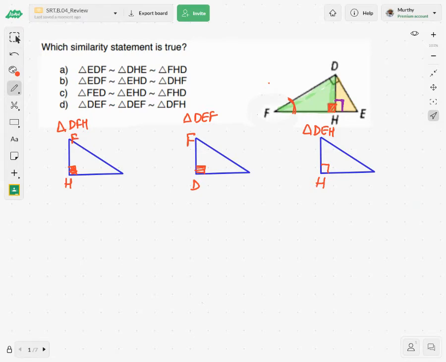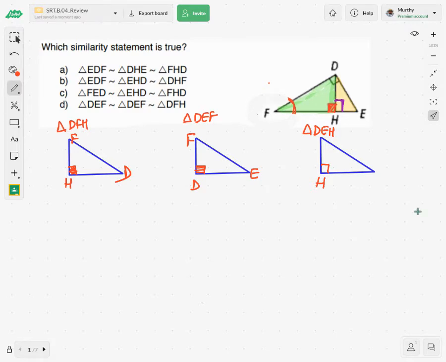In the original triangle, there are three letters DEF. Here I see the two letters D and F, so the third letter is E here. The triangle painted in green color is DHF, but here I see H and F, so the third letter is D.